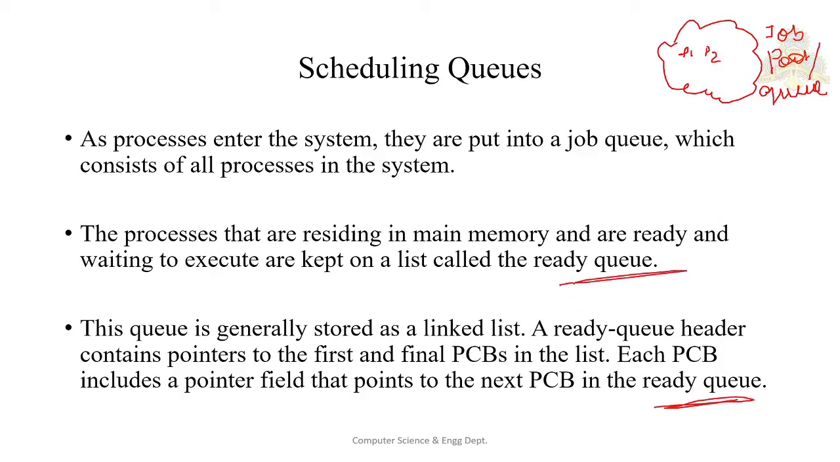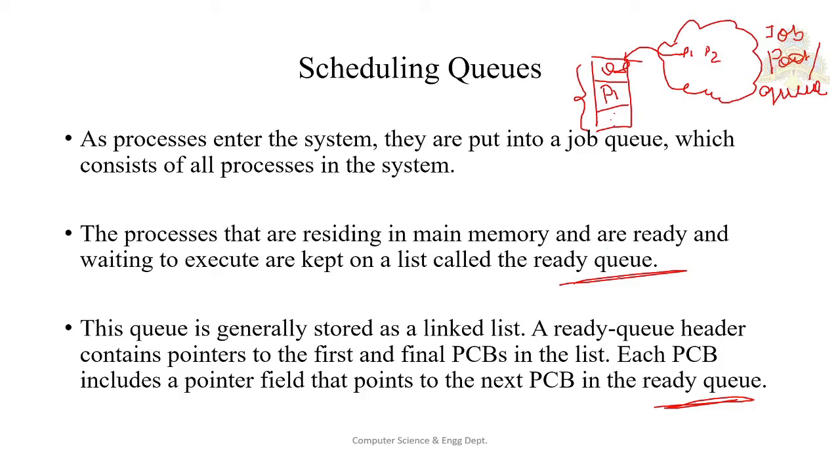Say suppose this process P1 wants to execute, that means the CPU has to be allocated to it and it has to be executed. From this job pool you cannot execute it directly. This process has to be kept in the main memory, as we had seen. So this is your operating system and say suppose this is P1. Now all the processes residing in this main memory that are ready to be executed or waiting for execution are kept inside a list, and that is called the ready queue.